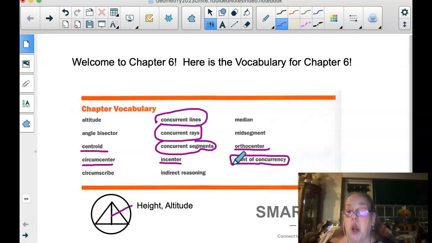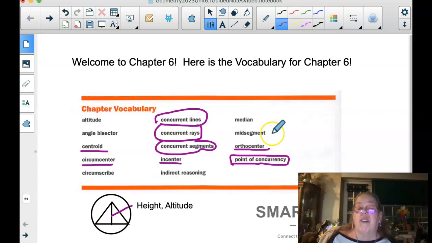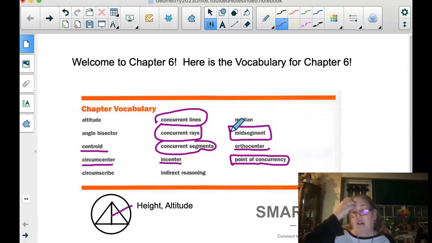Indirect reasoning is annoying, and we're going to look at it for 30 seconds and ignore it for the rest of our lives. A median is something right smack down the middle of a figure. I always think of it as the concrete barrier between the highway that divides the highway into each way. And a mid-segment we're going to discuss very soon. A mid-segment connects the midpoints of two sides of a polygon to each other. Usually you're going to see it with triangles, but you're also going to see it with trapezoids.